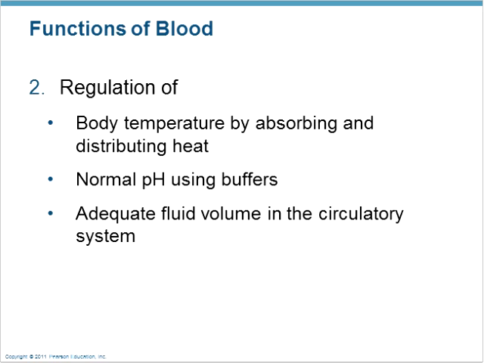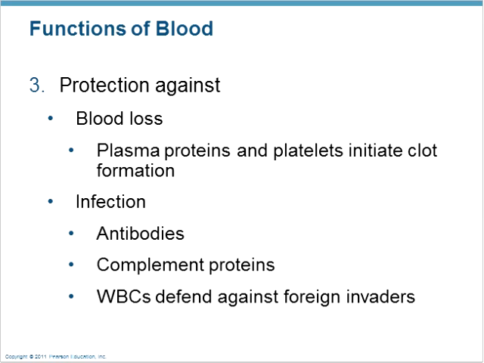It has pH buffers that help to normalize the pH of the body, and it provides an adequate fluid volume in the circulatory system so that there can be a movement of blood. Blood provides us protection against blood loss. We have plasma proteins and platelets that form clots. Clotting proteins help to clot the blood so that when we have an opening, hopefully we don't bleed to death. The blood also helps us with infection.